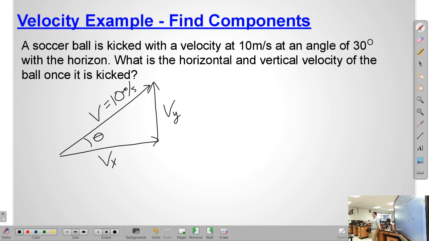Now we got to put a little bit of our trig in there. So my angle is 30 degrees. There we go. We'll do some more trig.